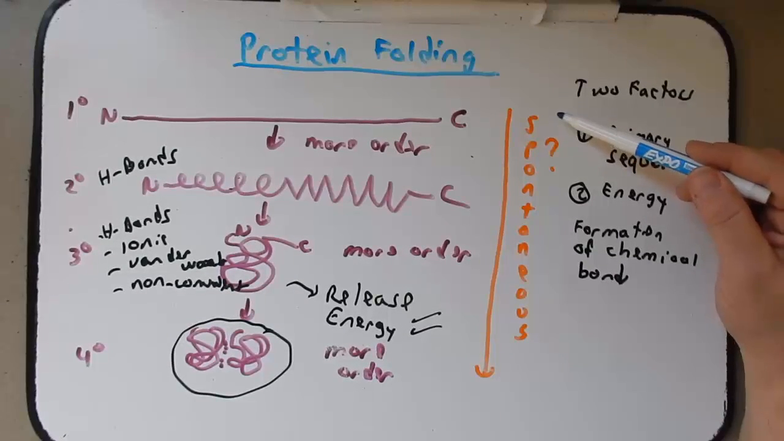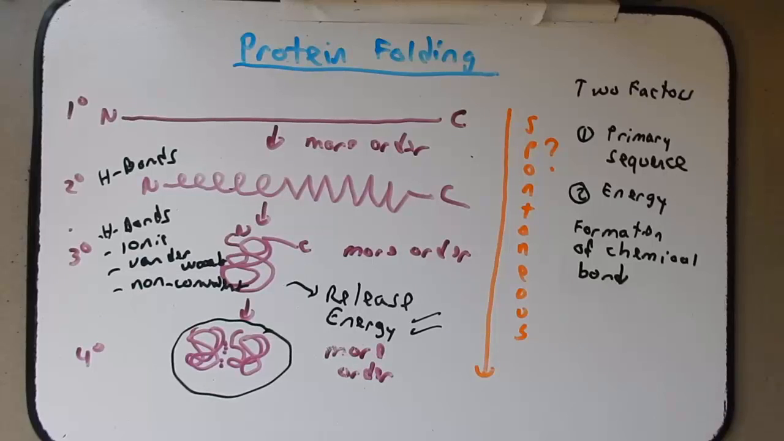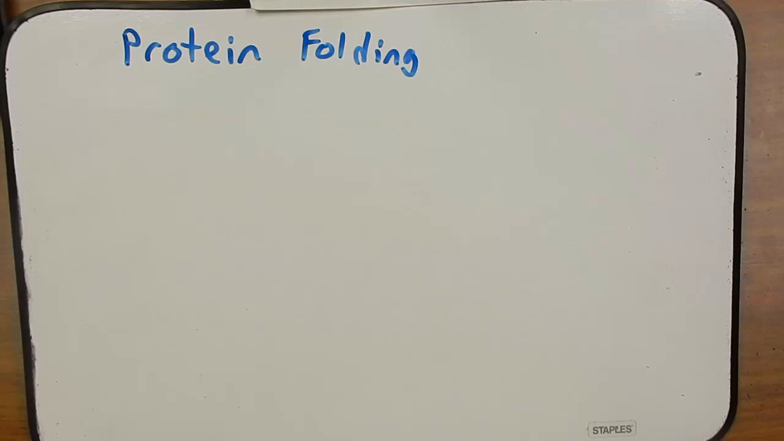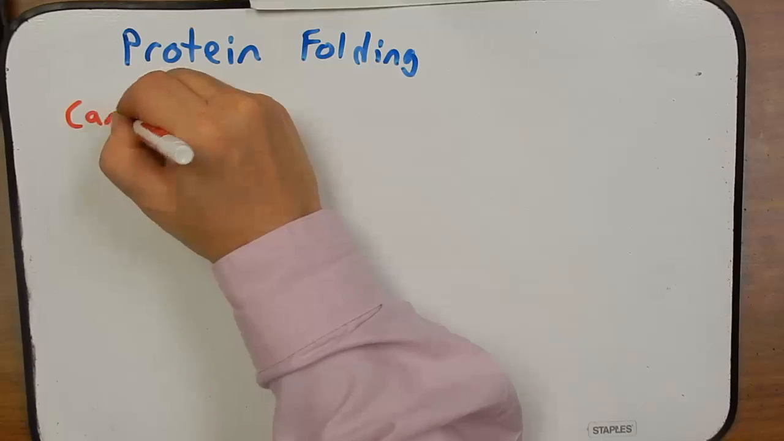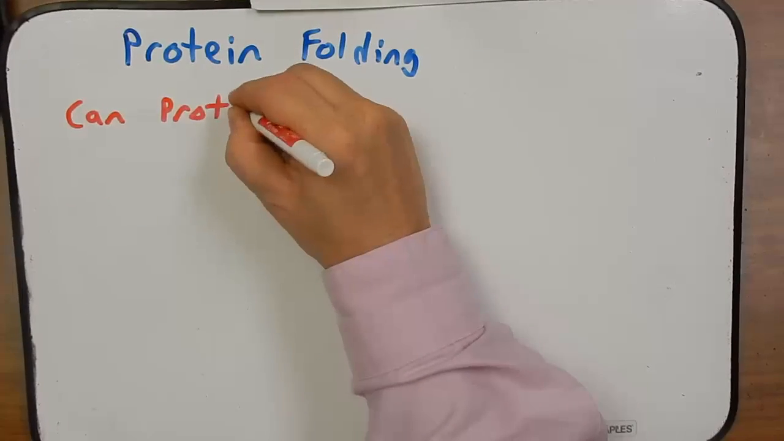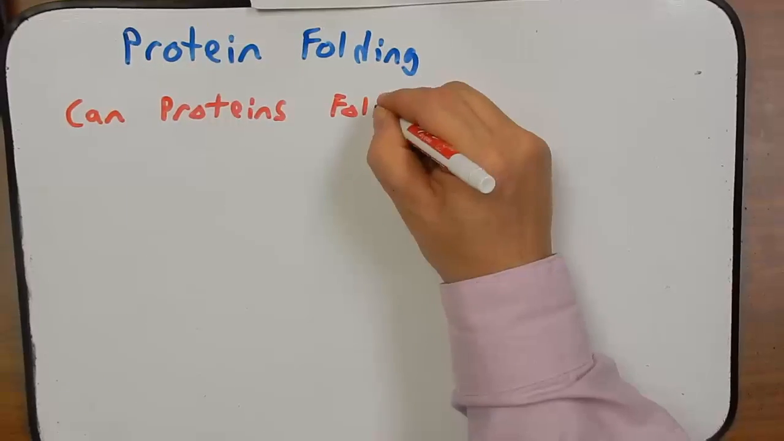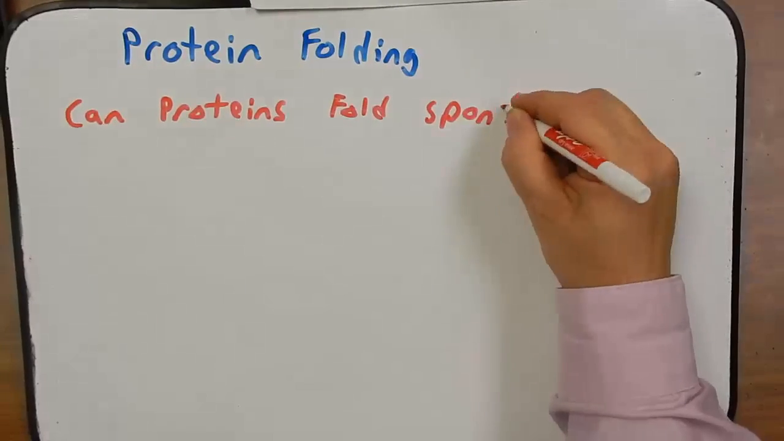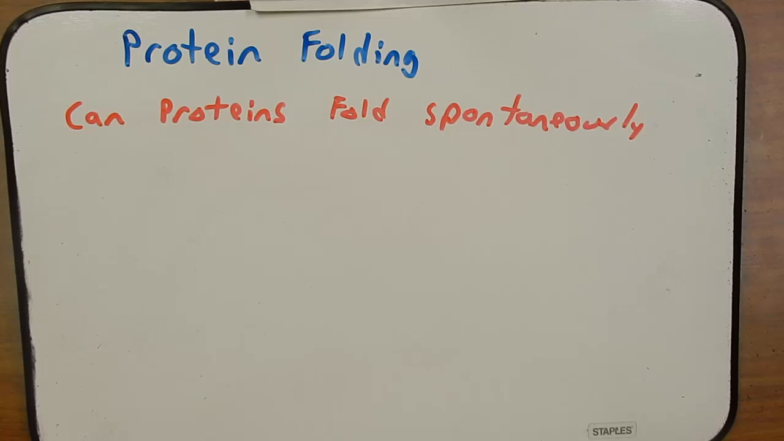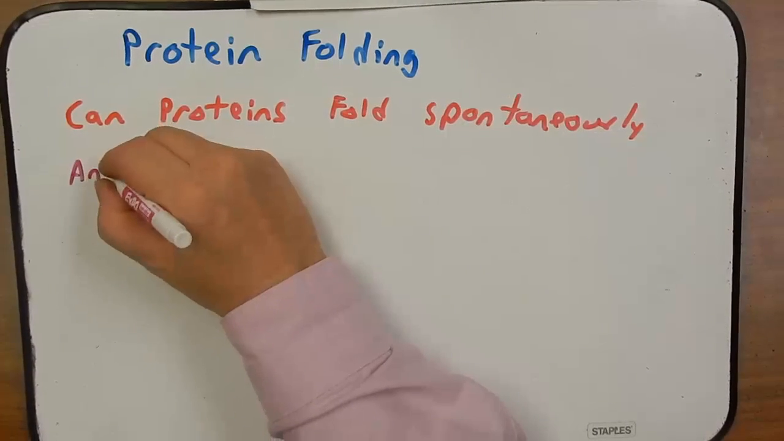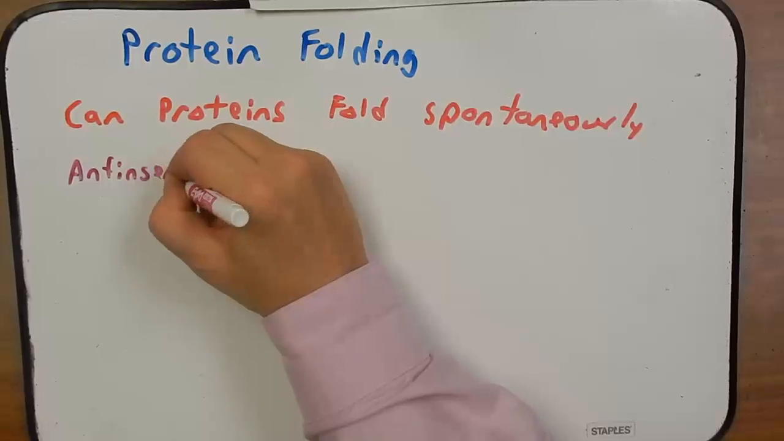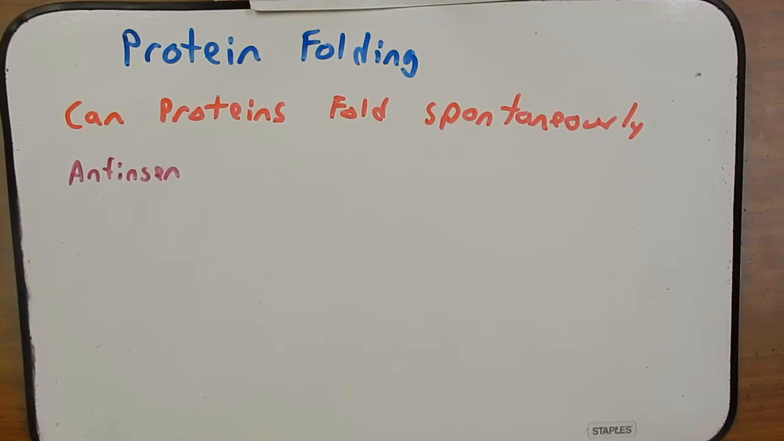Okay, I've now just told you that this process is spontaneous, but we didn't always know it was spontaneous. So let's talk about how we figured that out on the next whiteboard. As scientists began to study protein folding, one of the big questions that popped up was, can proteins fold spontaneously? Now there was this one scientist who did a very elegant experiment. His name is Anfinsen. You don't need to remember his name, but he was the one that did this experiment. It's a really important experiment.